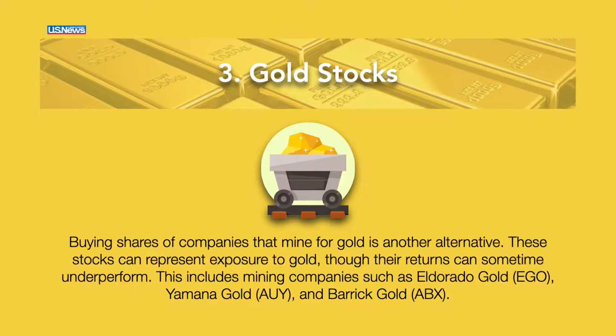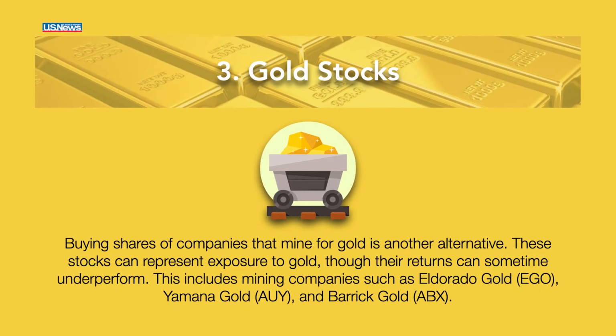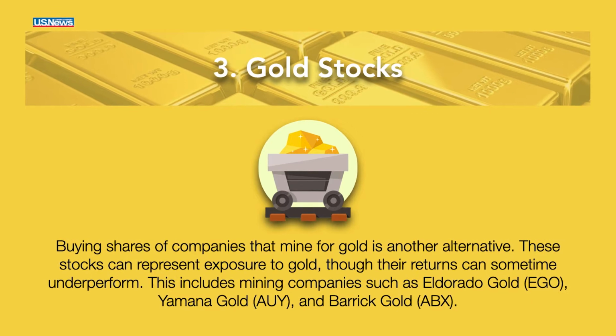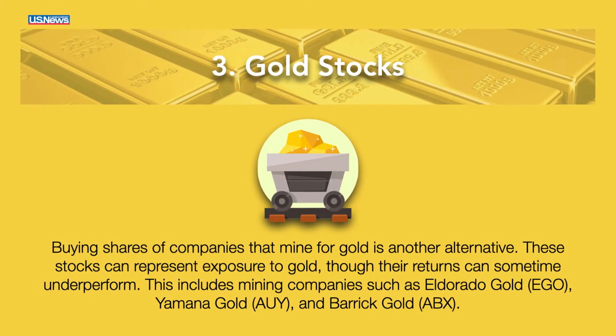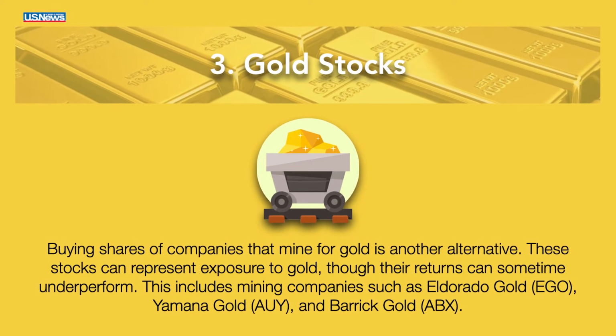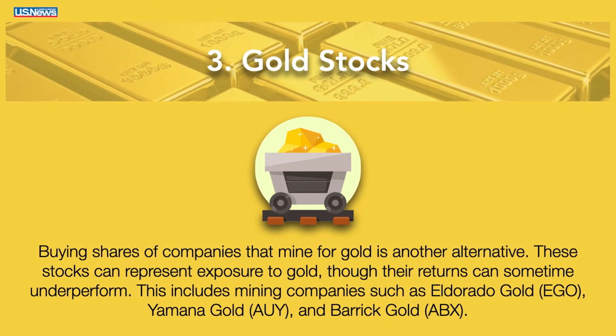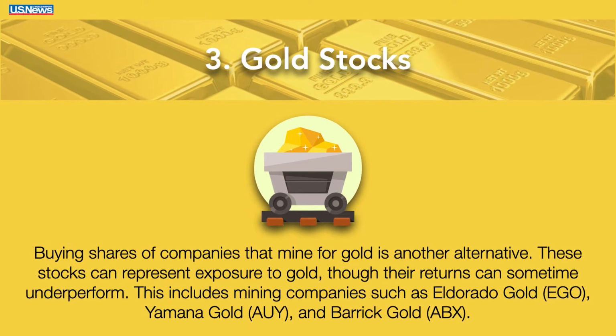For US dollars. The third way we can look at is actually owning individual stocks of mining companies that mine gold, right? And you want to be really careful around what you're investing in and what those companies do. So buying shares of companies that mine gold is another alternative. These stocks can represent exposure to gold, though their returns can sometimes underperform. This includes mining companies such as Eldorado Gold, Yamana Gold, Barrick Gold.